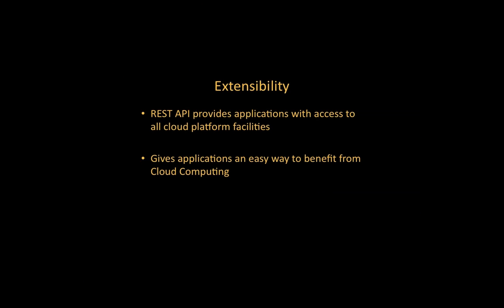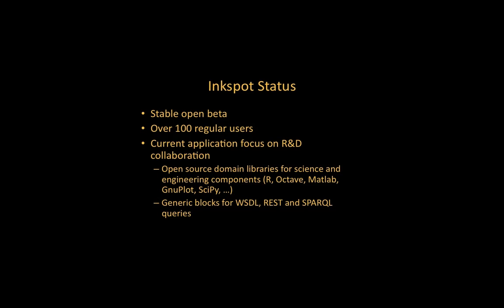Inkspot also provides a REST API that allows applications to exploit all of its cloud platform facilities. This gives applications all the benefits of cloud computing without requiring any specialist knowledge of how to program for the cloud. Inkspot's current status is a stable open beta, in regular use by over 100 people. We have mainly focused on R&D collaboration and domain libraries and components for science and engineering, as well as generic blocks for service queries. However, the Inkspot platform can be used to host any software component and is not restricted to research and development.